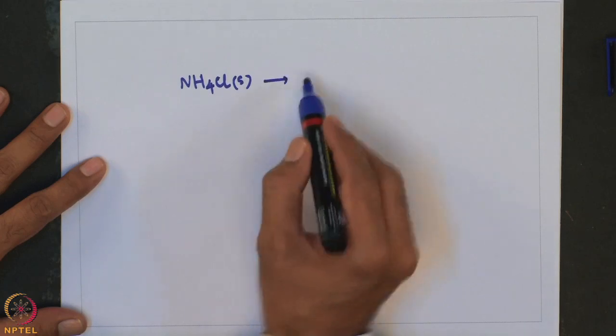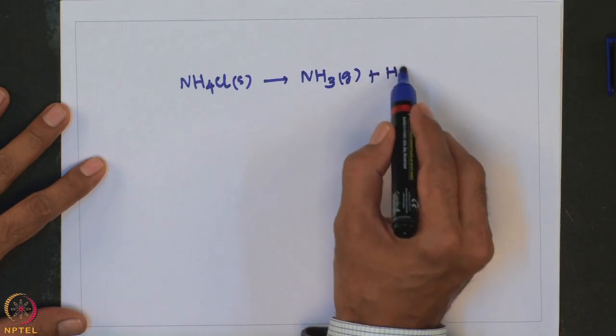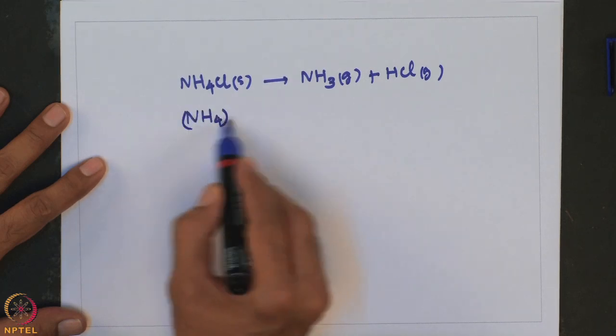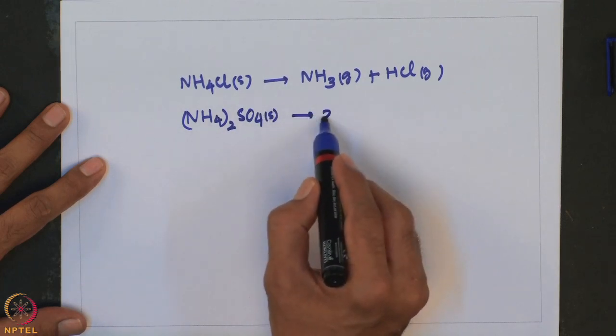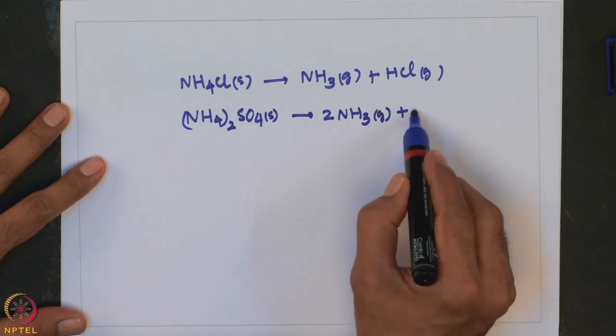Ammonium salts decompose readily on heating, and for many salts such as the halides, carbonates, sulfates, ammonia is evolved. Let me show a couple of examples. Ammonium chloride, it gives ammonia and HCl. Similarly, if you take ammonium sulfate, it gives ammonia and H2SO4.